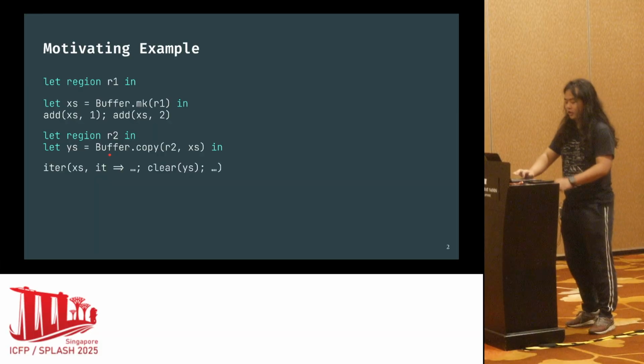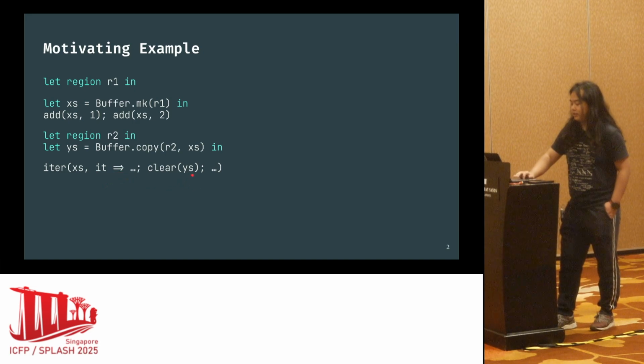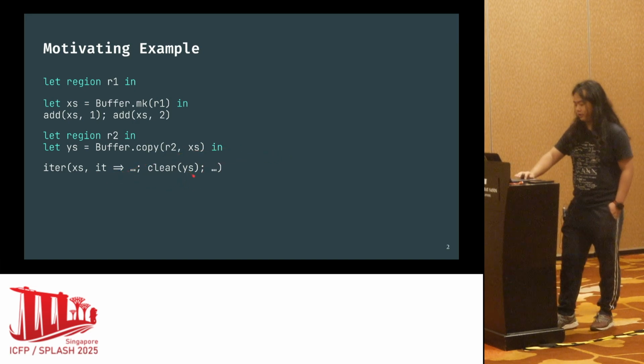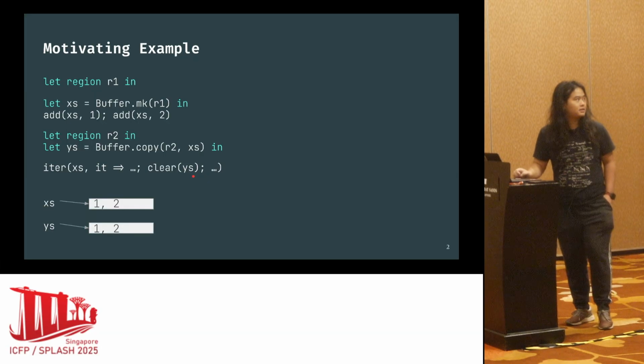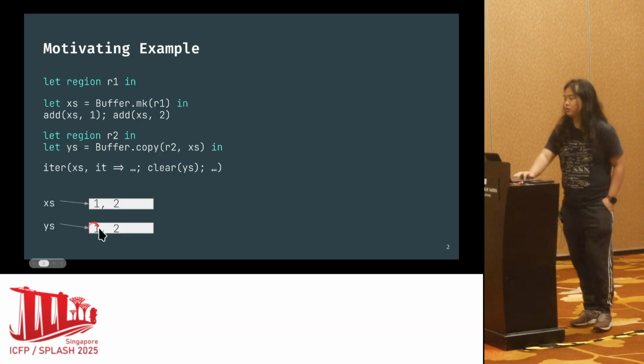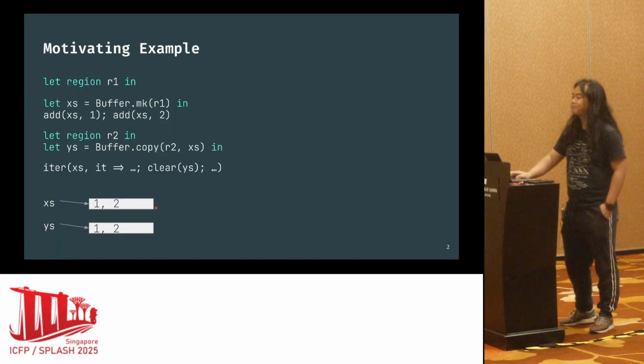And finally, we call iter of XS. It will create an iterator on the buffer XS and pass it to the parameter function here. And inside the function body, we call clear of YS. So this program is fine because XS and YS are pointing to different buffers on different regions, even though the numbers inside these buffers are the same.